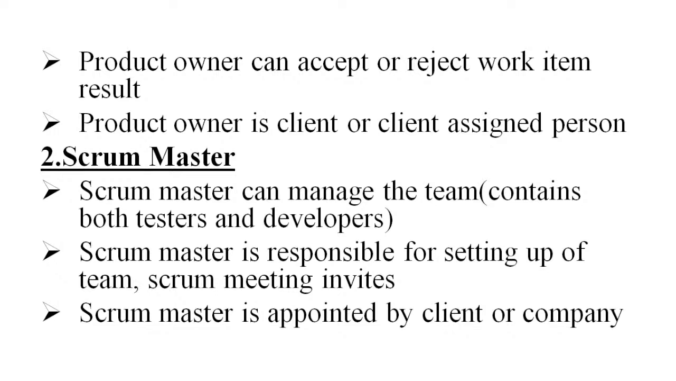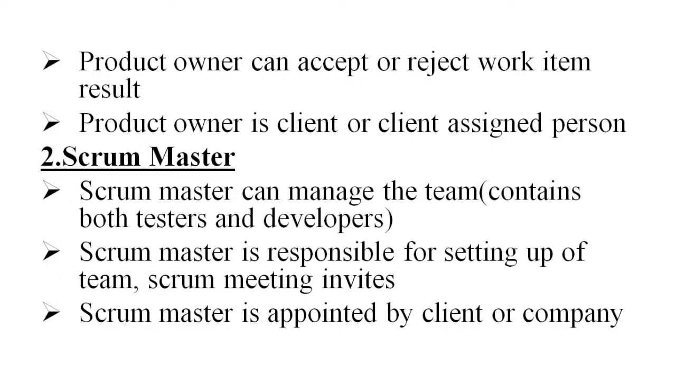And the second role will be the scrum master. The first role is the product owner, and the second role is the scrum master. The scrum master manages the team. Team means both the developing team and the testing team, because in agile methodology both developing and testing teams are in the same group. The scrum master is the person who manages both teams. In order to manage them, a person named the scrum master is assigned, either by the company or from the client side.